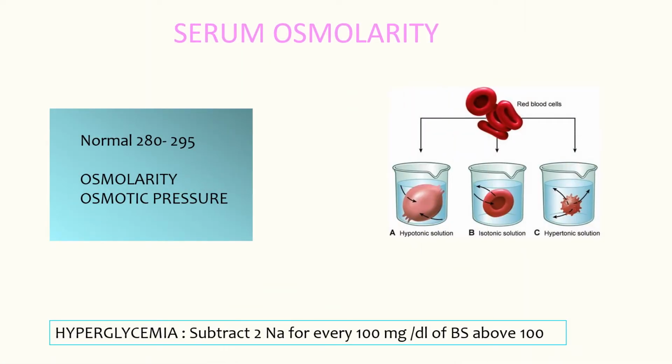Then this is serum osmolarity. The normal serum osmolarity is 280 to 295, which I've already told you, and it is very important to maintain serum osmolarity across all compartments: your intravascular, your extracellular, and your intracellular. Otherwise, the cells will either burst open or shrink and lyse, like it is shown here.